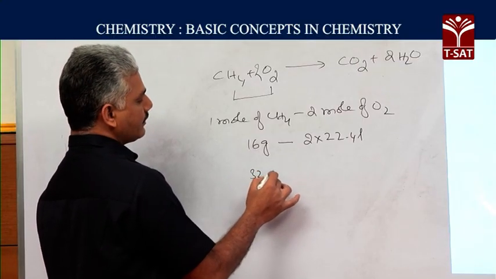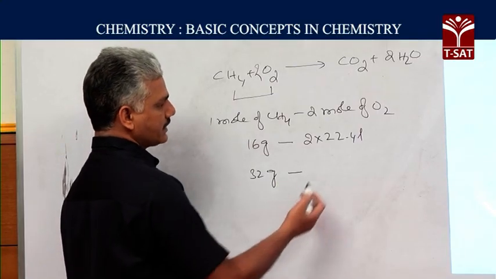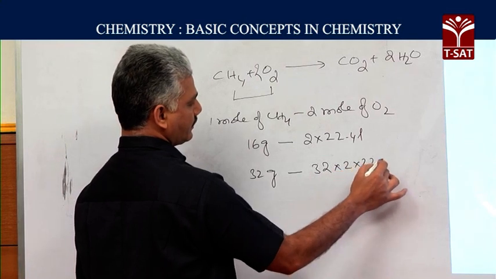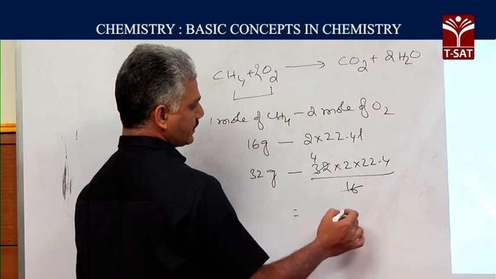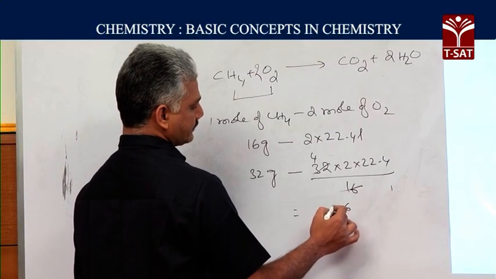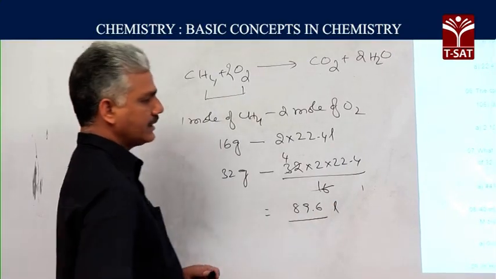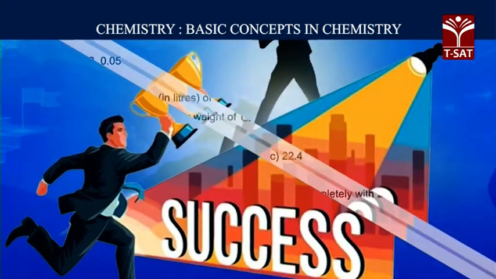The weight of methane given in the problem is 32 grams. So, 32 grams requires how much oxygen? 32 into 2 into 22.4 by 16. So, that comes out to 89.6 liters. So, the correct option for this seventh problem is B.